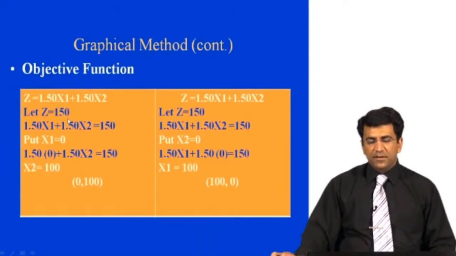If you put this value of 150 in this objective function, we will get the objective function as 1.5x1 plus 1.5x2 is equal to 150. So this is the arbitrary value we have taken for drawing that ISO profit line. So we will put x1 is equal to 0, and we will get the value of x2 is equal to 100. So this is the point on y-axis, that is 0, 100. Again in this profit equation we will put x2 is equal to 0, we will get x1 is equal to 100. So this is the x-intercept.